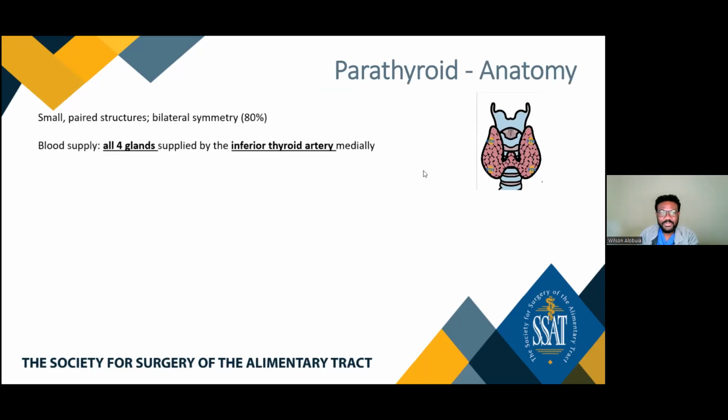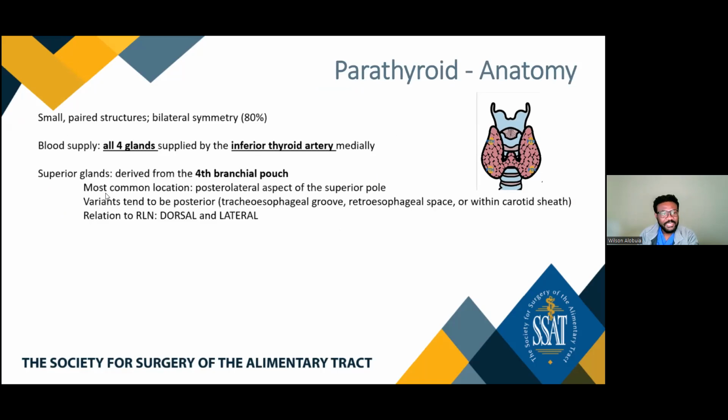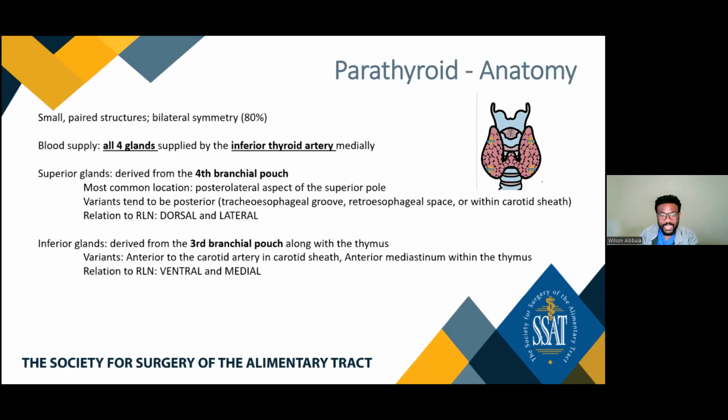Parathyroid, very quickly, so small paired organs. Another outside question because it throws a lot of people off. The blood supply for all the 4 glands is from the inferior thyroid artery and it comes in from medial. The superior glands, again, for those who are taking the junior ABSITE, these are very common questions. The superior glands come from the 4th branchial pouch, and they sit more in the posterior lateral aspect of the gland, whereas the inferior glands come from the 3rd branchial pouch and are more anterior. And when you're looking for ectopic glands, the inferior ones tend to be more anterior and can be found in the carotid sheath, whereas the ones that are superior tend to be more posterior and are found in the tracheoesophageal groove or in the esophageal space.